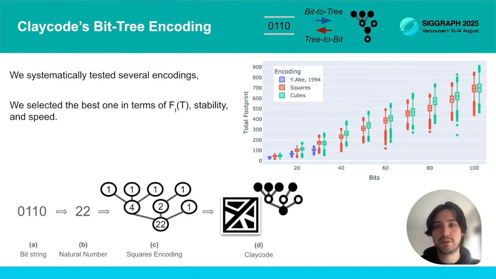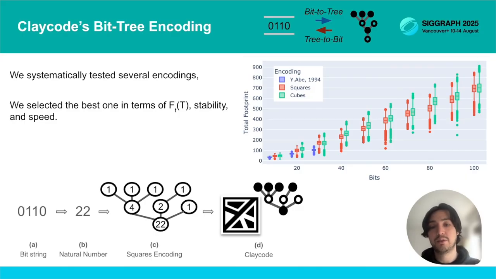So let's now talk about our bit-to-tree encoding, the first element of our pipeline. We have searched the literature for an encoding that satisfied our needs, and we really haven't found one, but we got close. There is a paper from 1994 that satisfies most of our needs, but sadly it uses factorization, so it's not really practical to implement on a smartphone.